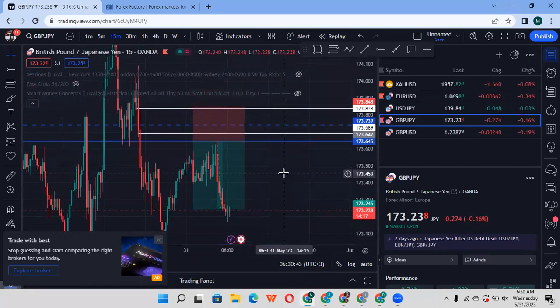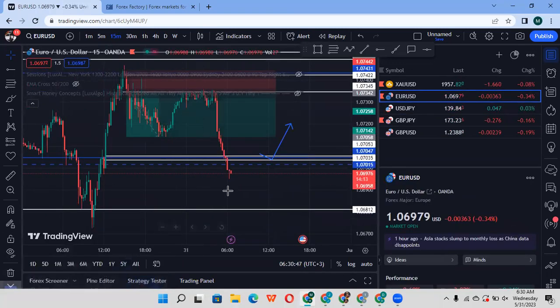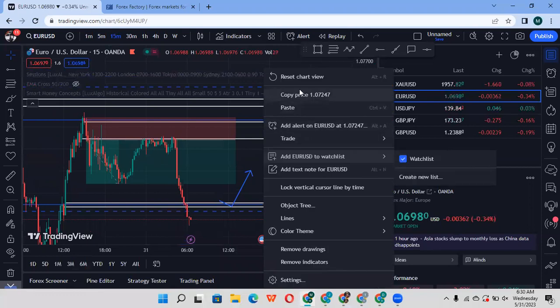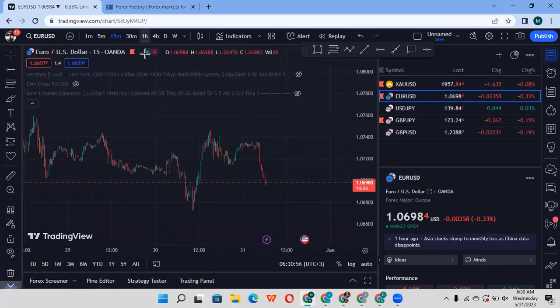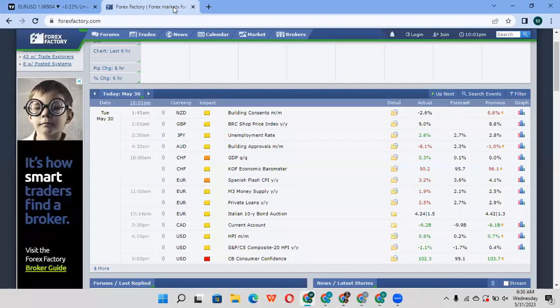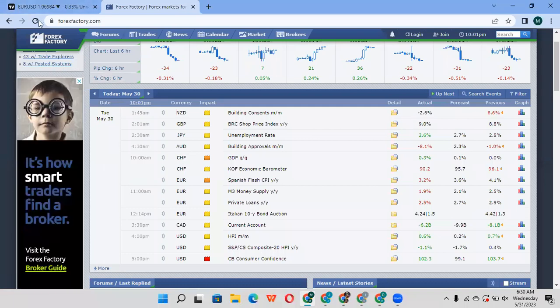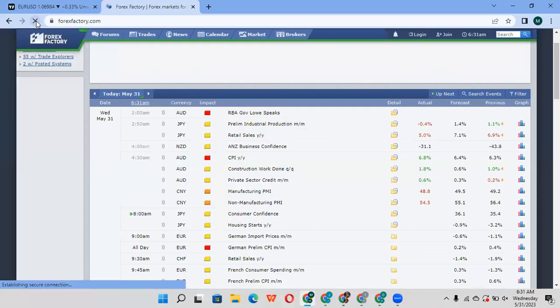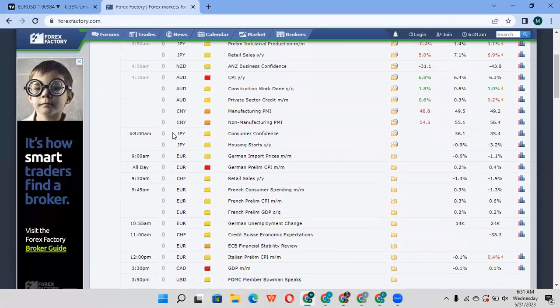So today I want to show you how I usually analyze the market, and we'll go to Euro USD. I'll remove all the drawings. I just want to make this as quick as possible. I'll remove all the drawings and I'll show you what I usually look at. The first thing is to look at today's news. Today is Wednesday, so we are expecting news.